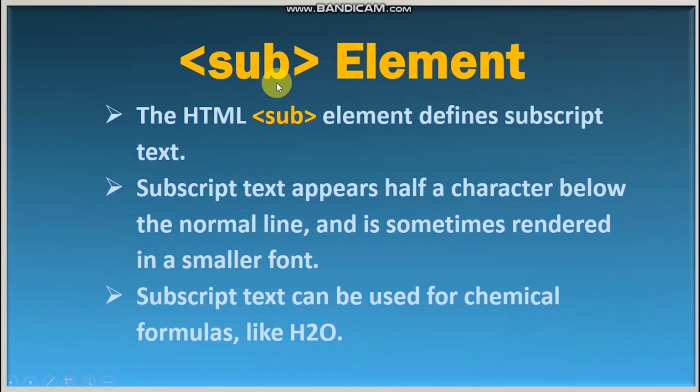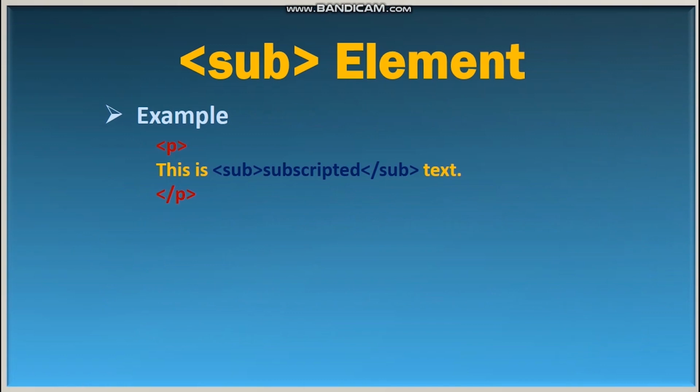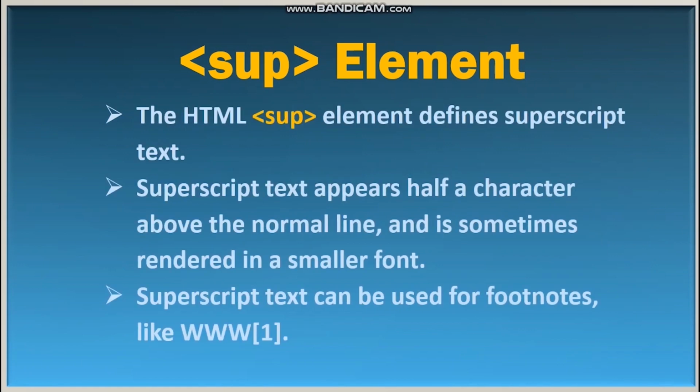Next we learn about the sub element. The HTML sub element defines subscript text. Subscript text appears half a character below the normal line and is sometimes rendered in a smaller font. For example, in chemical formulas, you have seen the digits appear half a character below the normal line. If we want to use these chemical formulas in our websites or in HTML, we use subscript for this purpose. For example, you can see here the subscript word in between the sub element is shown half a character below the normal line.